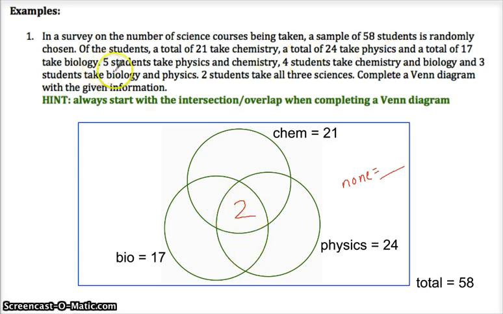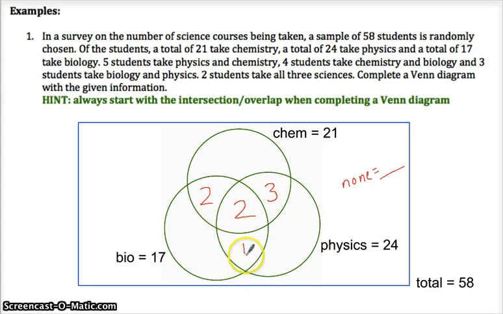All right, let's go back to this now. 5 take physics and chemistry. Physics and chemistry, this football or fish or whatever it is, this is supposed to be 5, so I know that's 3. You with me? I got that 3 from this 5. 5 are in here. 4 are in chemistry and bio, so this football has to be 4. Thank you very much. And 3 take biology and physics, so this is supposed to be 3. So there we go. Now I can fill out the rest of this.